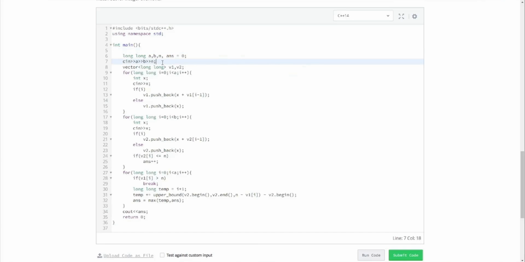Now here we are taking the input of the total number of comics on X table, the total number of comics on Y table, and the total time which Sabu has, which is n. We are also declaring 2 vectors, vector v1 and vector v2. We would be using these vectors to store all the total time taken.